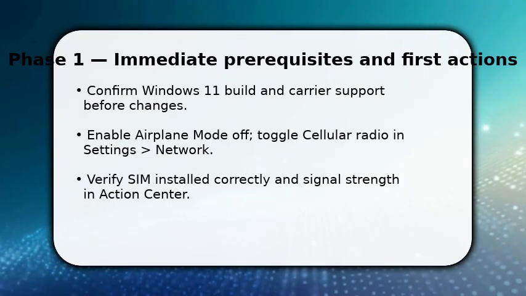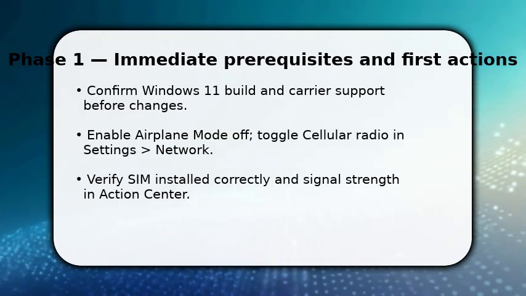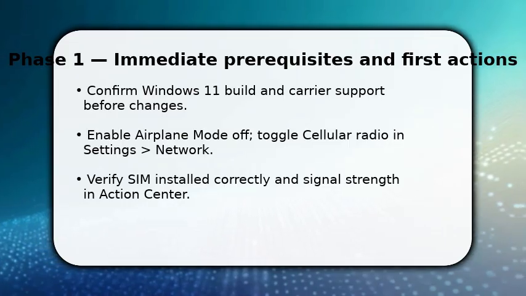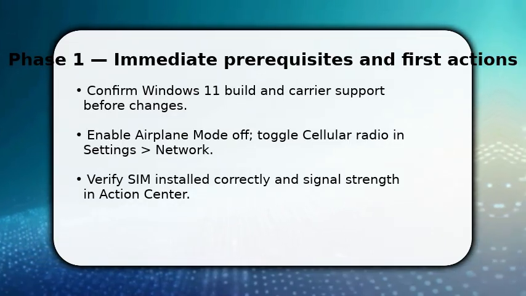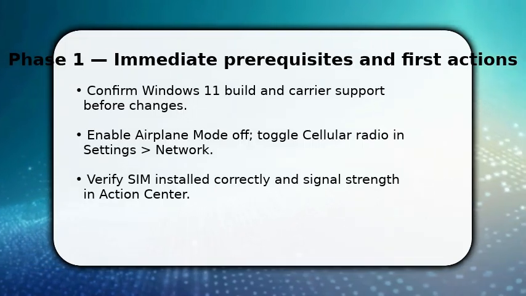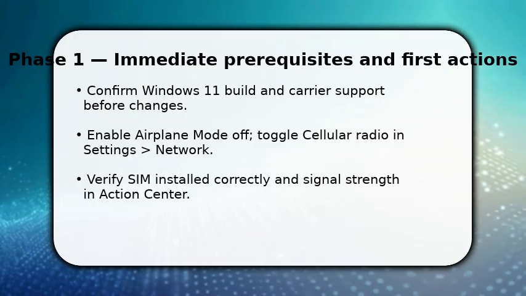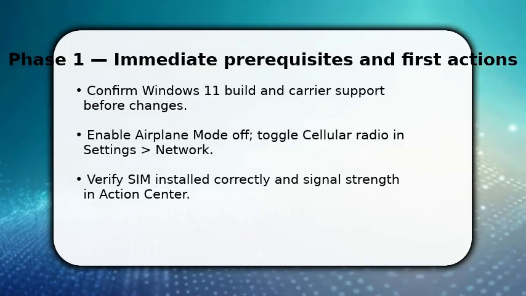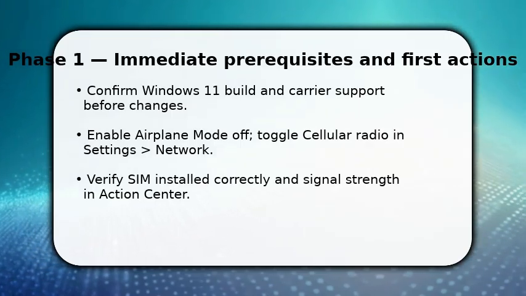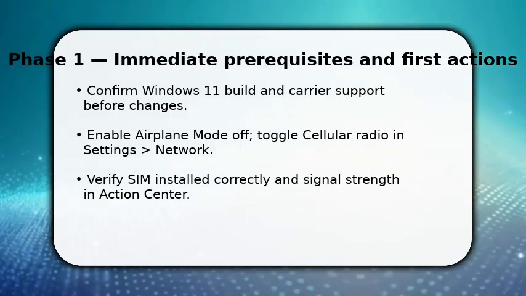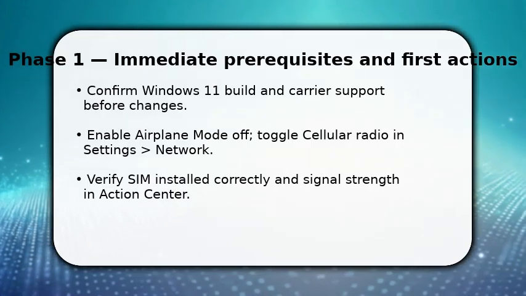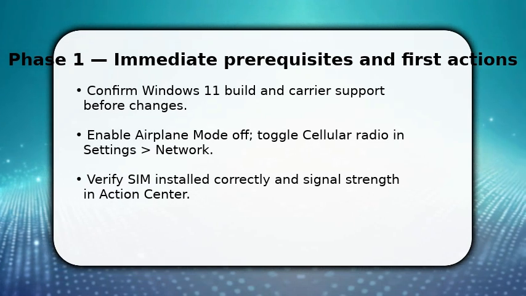You start by confirming prerequisites. Ensure your Windows 11 build supports cellular drivers and your carrier allows PC data. Next, physically check the SIM tray and reset the SIM. A loose SIM often causes network not available. Then open Settings, go to Network and Internet, and make sure airplane mode is off and the cellular radio is enabled. Once done, glance at Action Center to confirm signal bars. This validates the modem is powered and recognized by the OS.